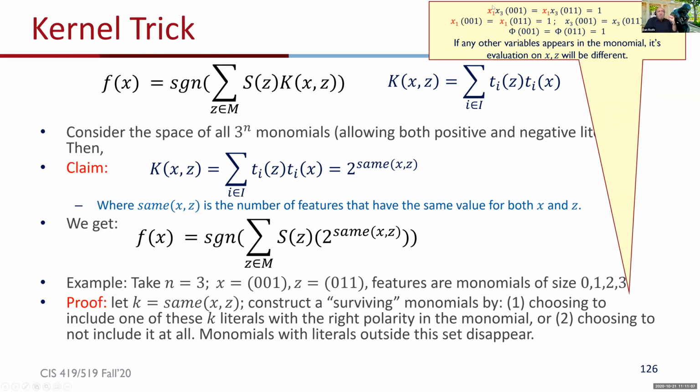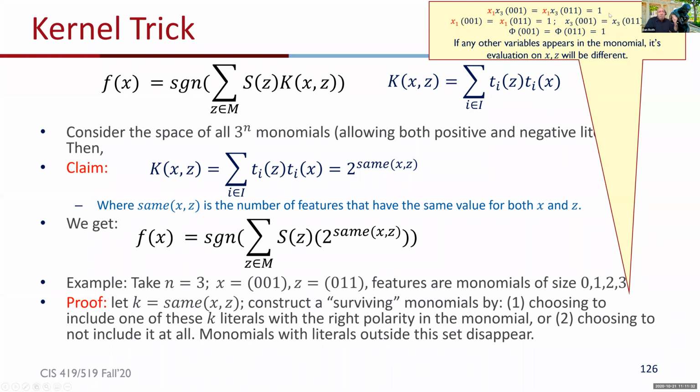And what I'm saying is that if something else appears in the feature, for example, if x2 appears in the feature, it will never be a match here. One of them is always going to be 0 because they disagree on the second component. So whenever you put into the feature the second component, the value in one of them is going to be 0.